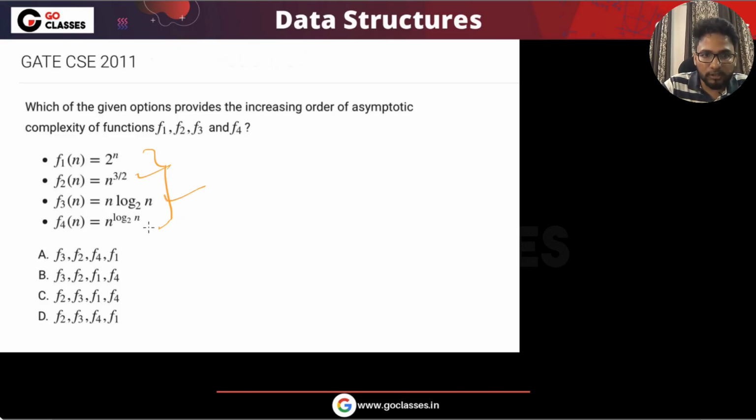What about this term? This is a bit tricky. You can't directly say that this is greater than this because it is n power some function, not just a constant. It is not a polynomial. So you can say that yes, f1 is not lesser than f2 and f3. But let me compare f1, which is 2 power n, and n power log n. Let me compare these two terms.